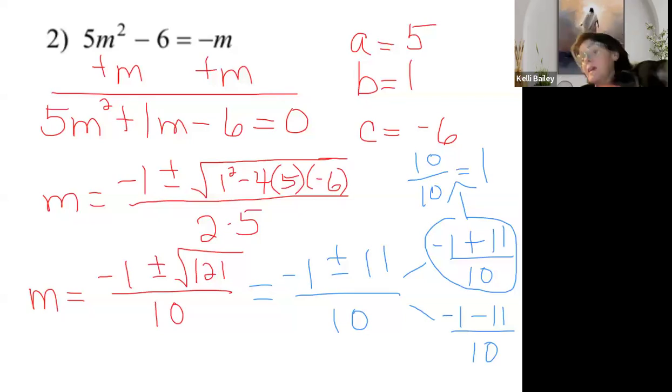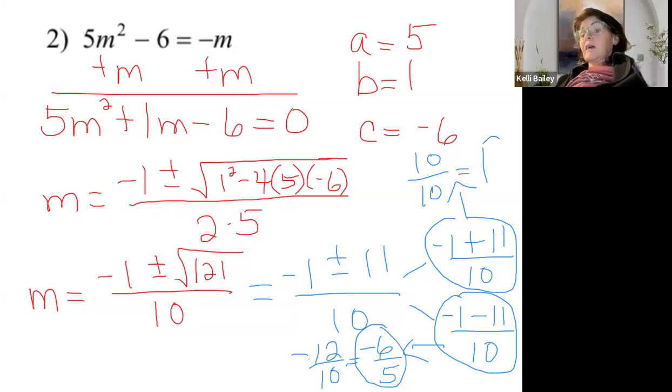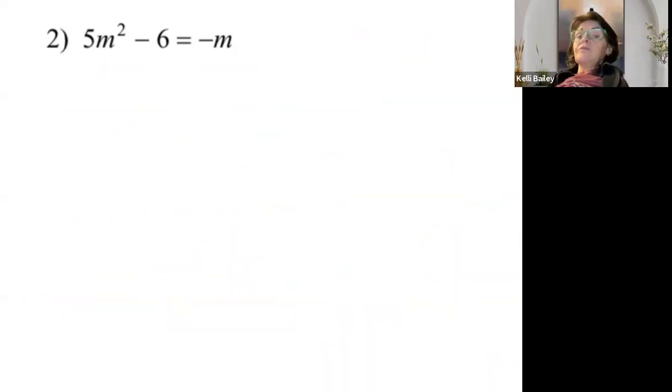And then down here, negative 1 minus 11 is negative 12. We'll come over here with that one. So negative 12 over 10 simplifies to be negative 6 over 5. So that and that, those are your 2 answers. Okay, so we will continue.